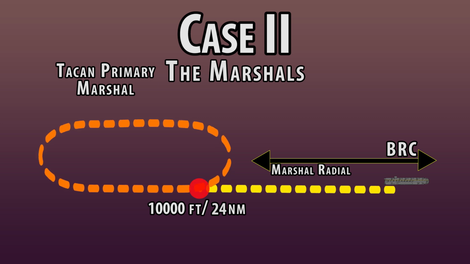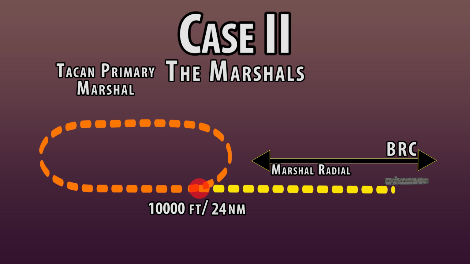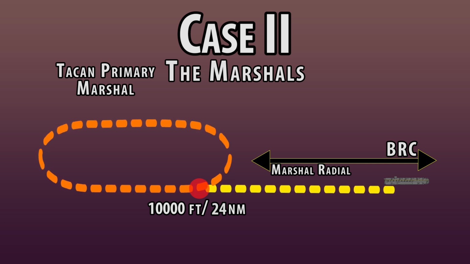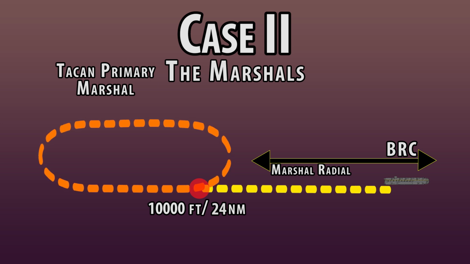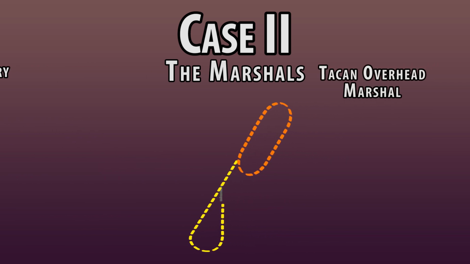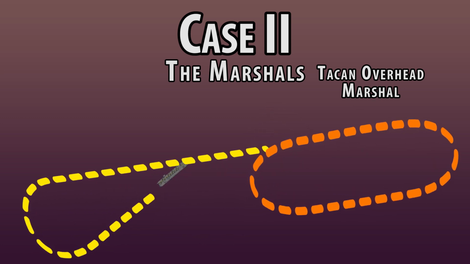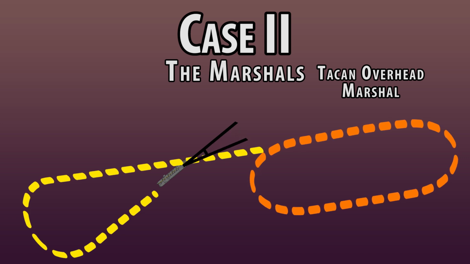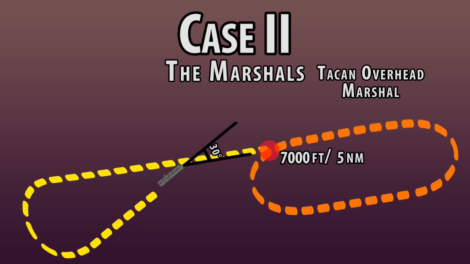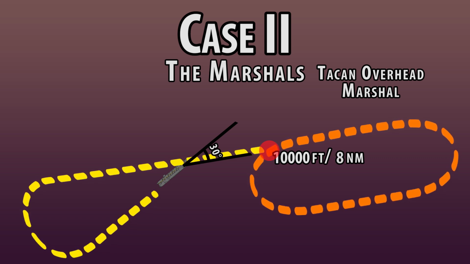This point is called the holding fix, and you would start your turn away from the carrier at this point, and also start your approach from here at the given Charlie time. You fly a racetrack pattern with up to 10-mile legs and left-hand turns. The TACAN overhead Marshal is both closer and swung around to one side of the ship. The holding pattern is oriented 30 degrees to BRC and starts at 6,000 feet and 4 miles DME. Once again, the pattern is up to 10-mile legs with left-hand turns.